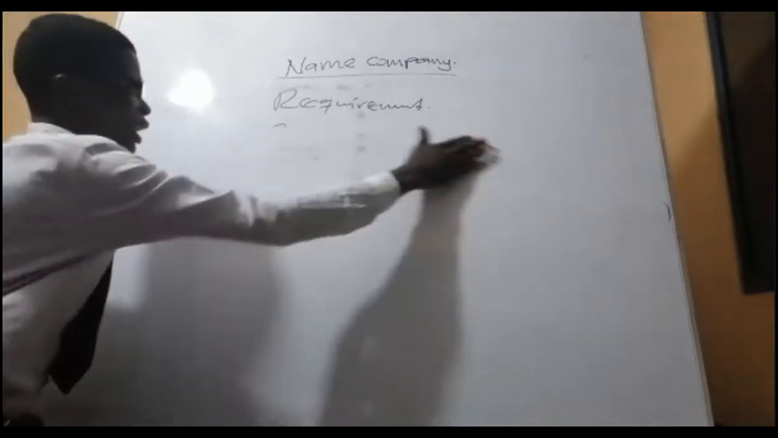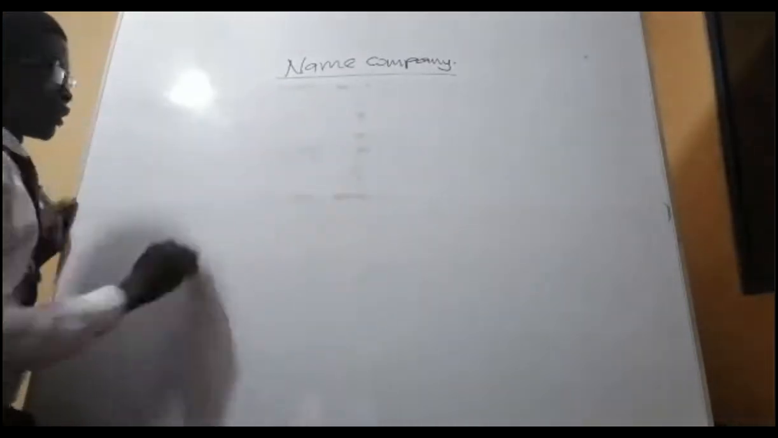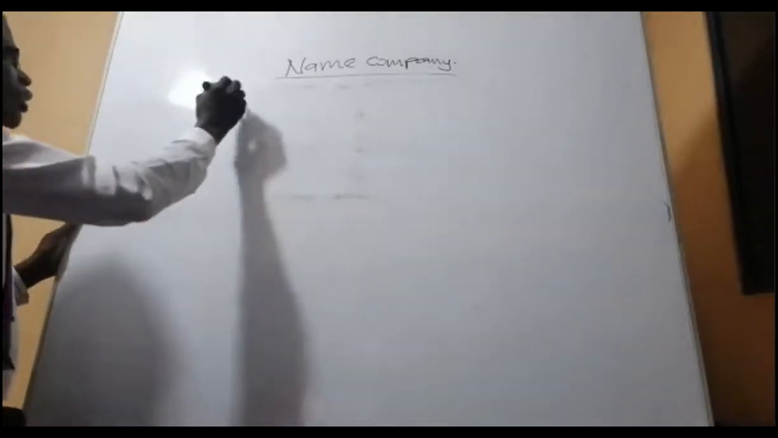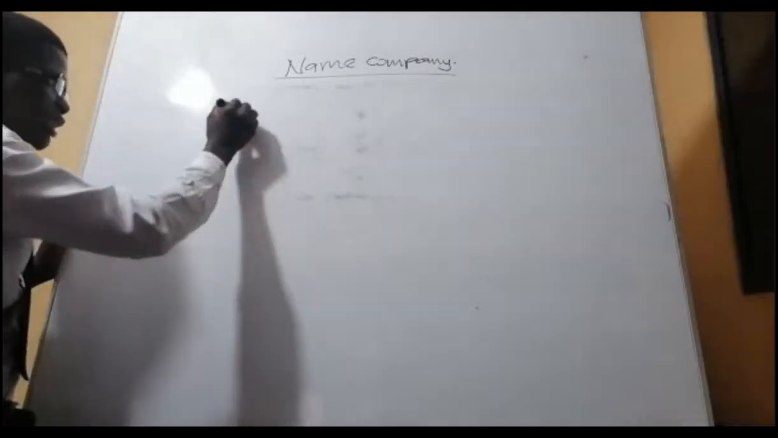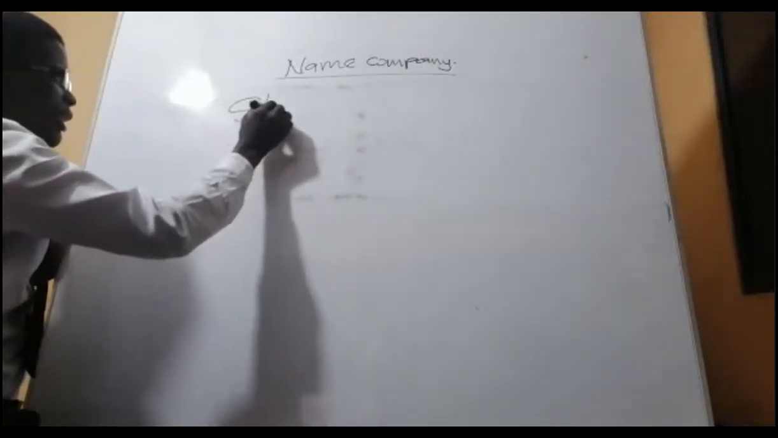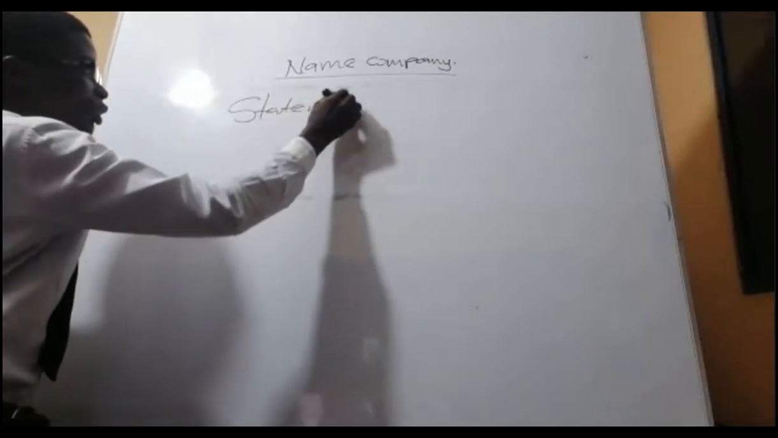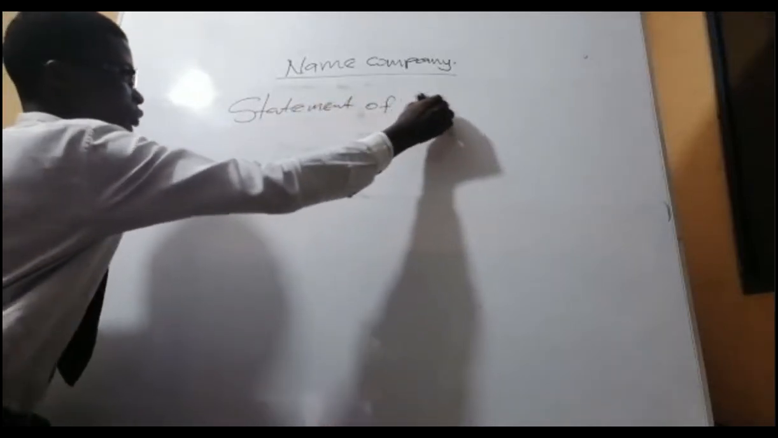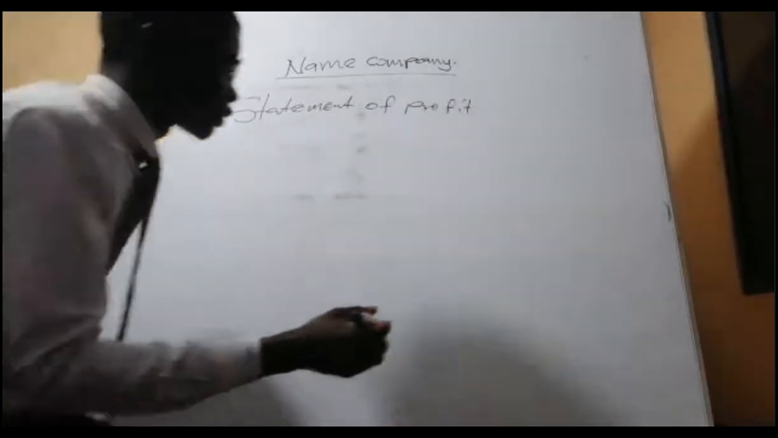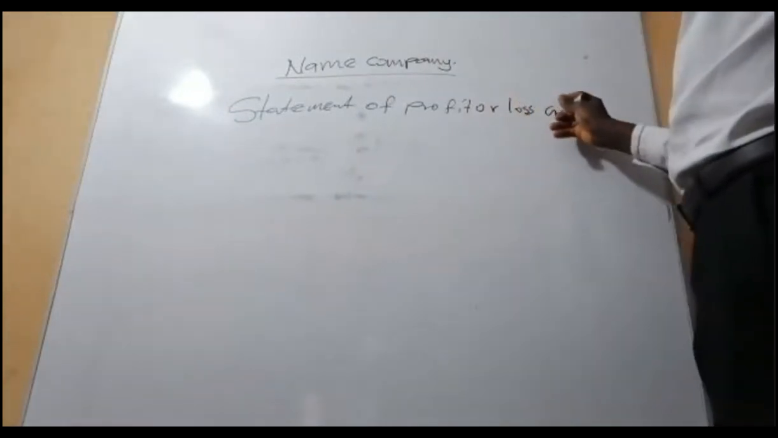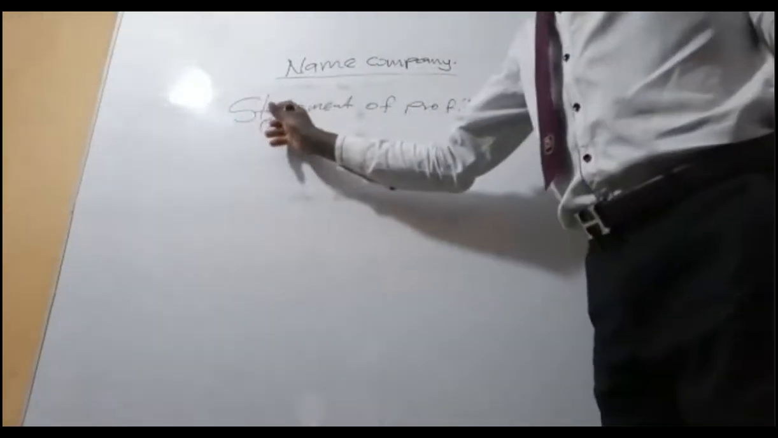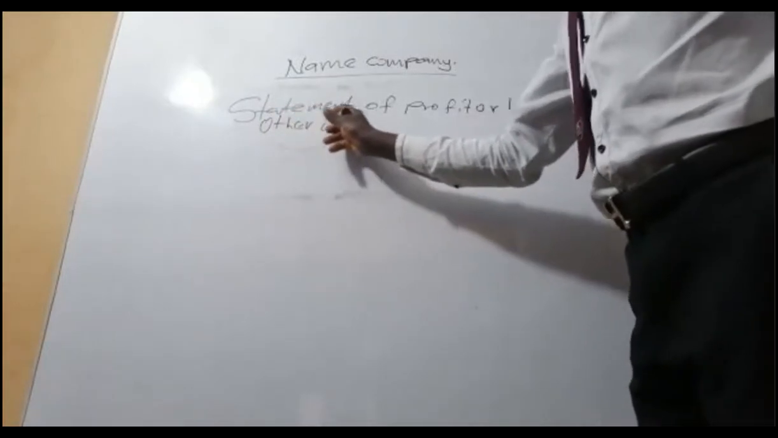So first, the name of the company will come. The requirement is the comprehensive income statement that you're going to prepare. Then you are done. So let's see. I can write the full version and a shortcut of how they will ask you in exams. It's called the statement of profit or loss and other comprehensive income.